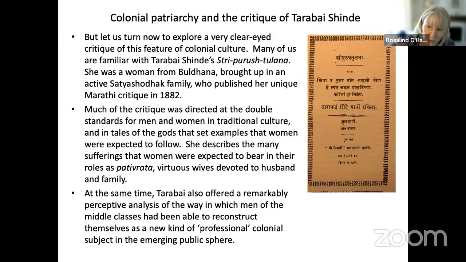A lot of the book is directed at what we would now call double standards. A lot of the time she recounts tales of the gods from religious texts, tales that talk about, for example, the god Krishna, who disports himself with the gopis, and yet we women, she says, are not allowed to do that. We're expected at all times to be meek, modest, the ideal pativrata, the ideal virtuous wife. But an awful lot of her critique is aimed at these middle-class men.